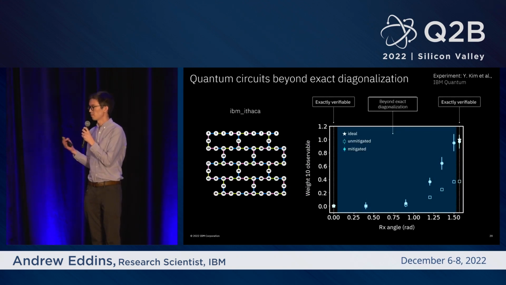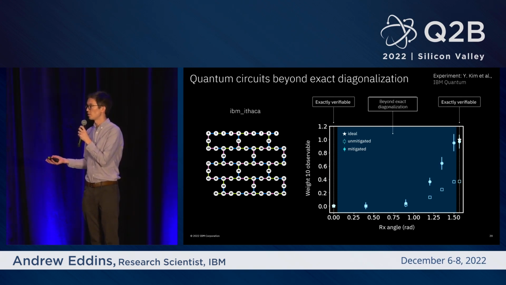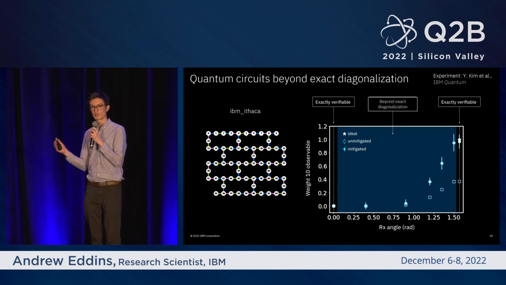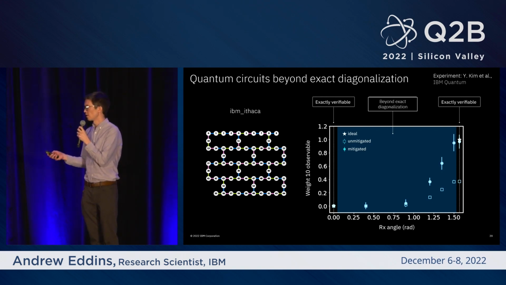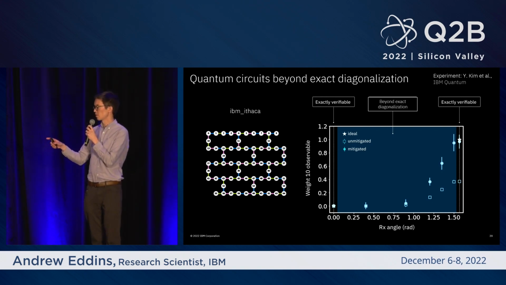But that, as I mentioned, was a Clifford circuit. Another interesting regime is non-Clifford circuits. This is an analogous experiment run on IBM Ithaca, a 65-qubit processor. We're running the same kind of Trotter simulation, but now we're going to turn on that global field. So we're no longer just looking at Clifford circuits. The field strength, approximated by the Rx angle of our Rx gates, is on the x-axis.